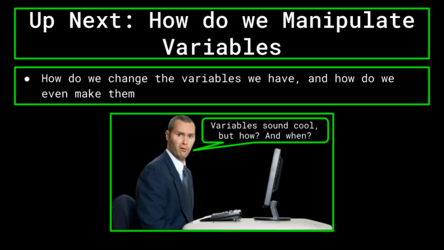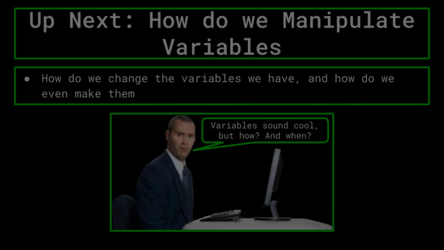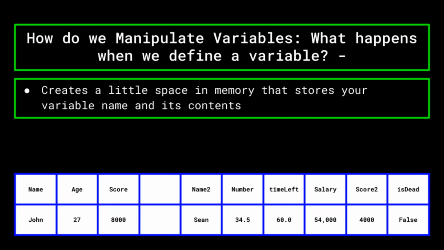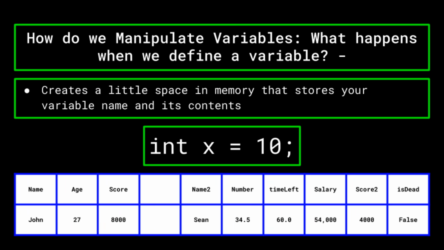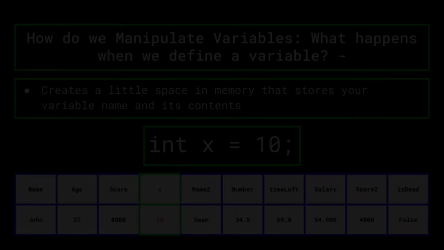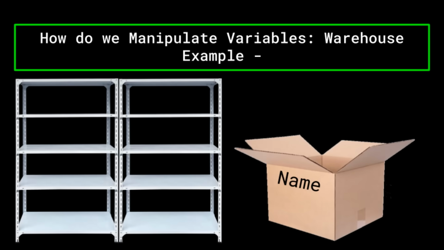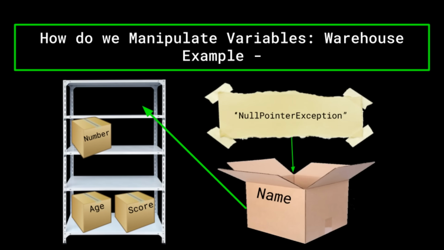To start, let's go over what happens when we actually define a variable. Now, when we write a line of code which initializes a variable, and that code is executed, the computer essentially creates a little space in memory that stores your variable name and its contents so that it can be referenced later. Going back to our cardboard box example from the previous segment, think of this as if you had your own storage facility, and you make a new cardboard box labeled name, and inside of it you put a piece of paper with the words null pointer exception on it.